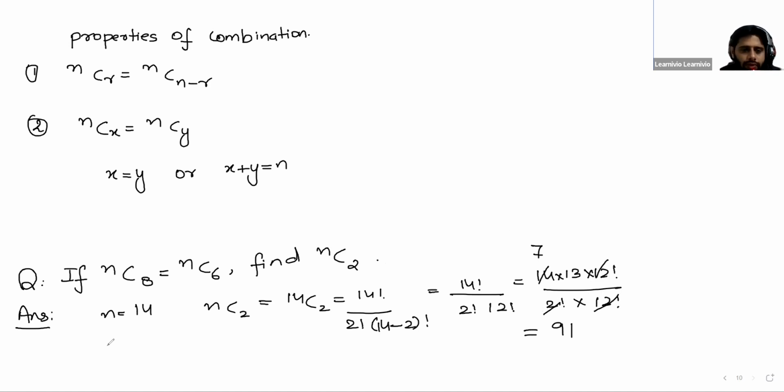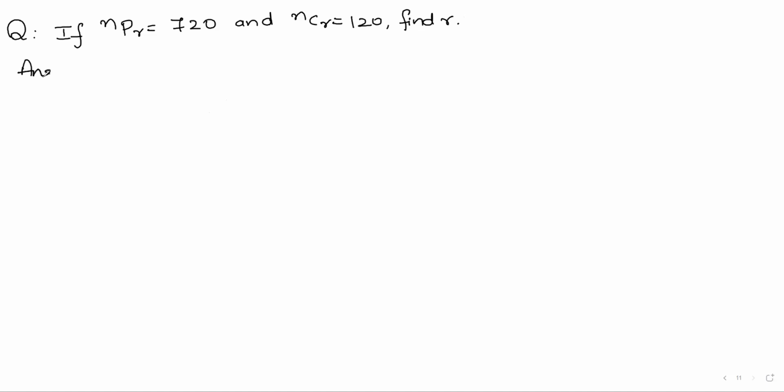So this is the answer. Krishna and Rishan, very good. This is correct. And Sakshi, if you have any doubt, you can tell me in this question. Then please try this one. If nPr is equal to 720 and nCr is equal to 120, find r. You need to find the value of r. So there's just calculation in this question. Please try to do this.